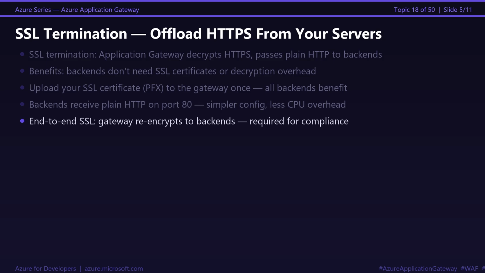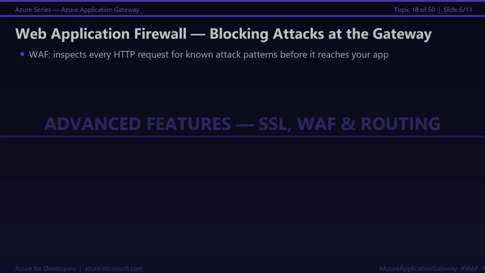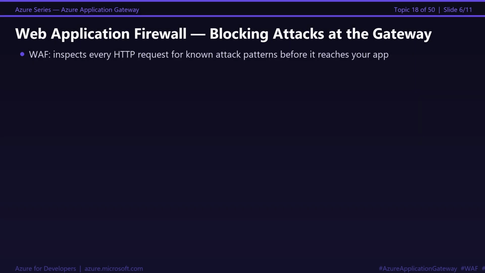WAF is built into Application Gateway as an optional SKU. Enable it and every incoming request gets inspected against the OWASP core rule set. A request contains what looks like SQL injection, blocked. A request tries cross-site scripting, blocked. Your application never even sees it.